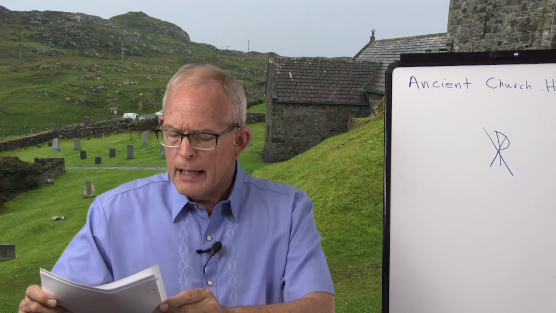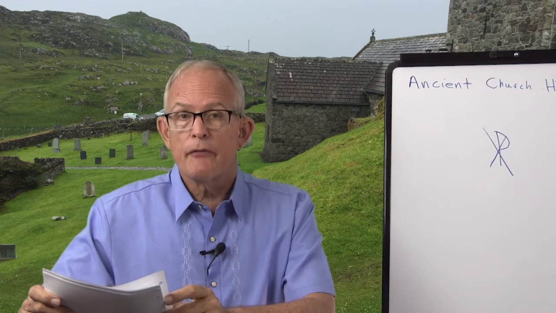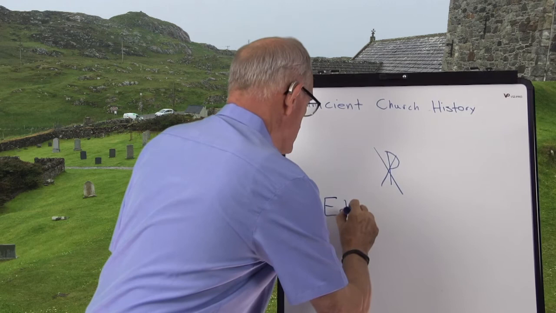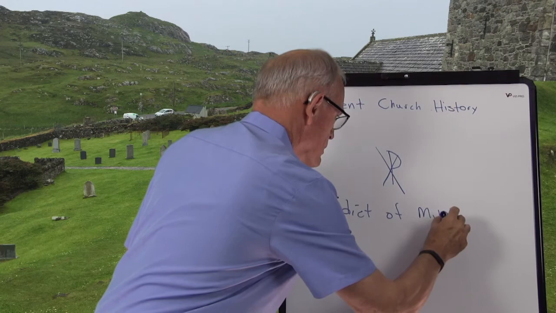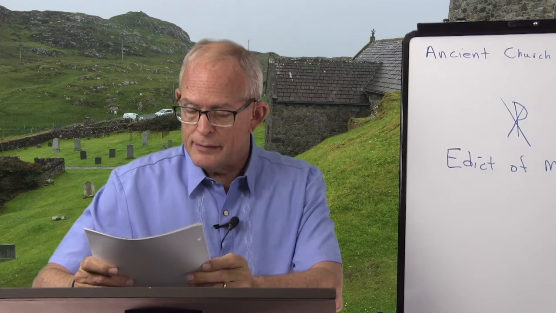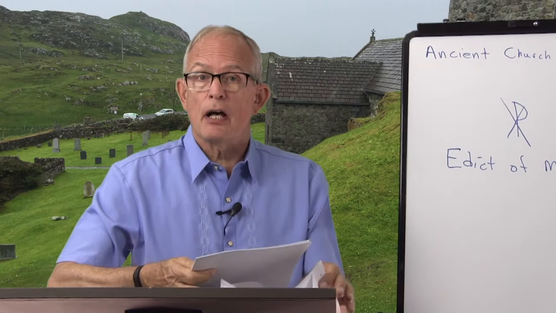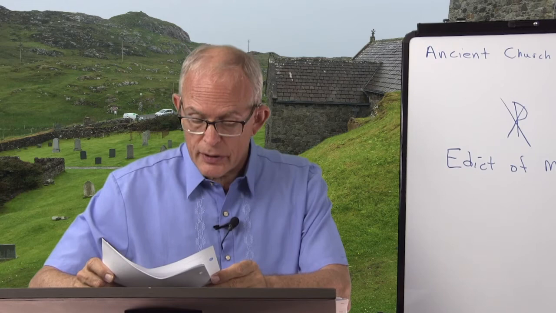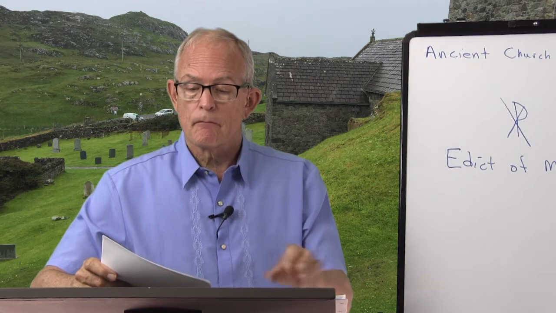In the next year, Constantine met with the leader of the Eastern Empire, Licinius, and they together agreed on the Edict of Milan. This agreement stated that in both parts of the empire, the East and the West, Christians and all other practitioners of faith should have freedom to choose the religion of their choice. It meant that now Christians were free to practice their faith in the Roman Empire. Pagans could do the same.